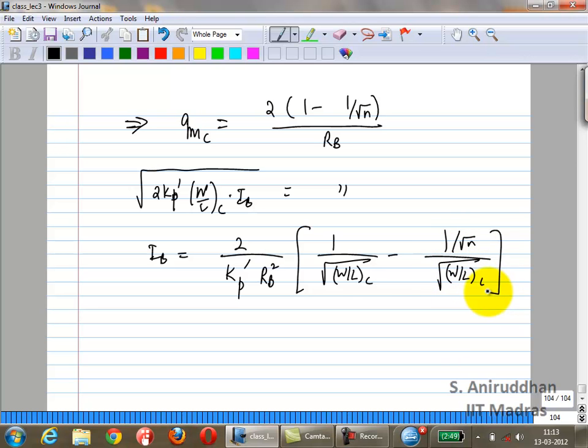You'll get something like this. Okay, something. So in other words, your IB is proportional to 1 over RB squared. Okay. Right?